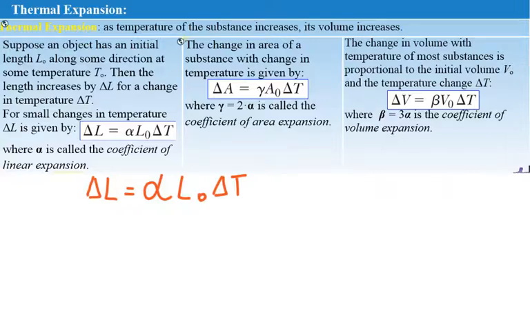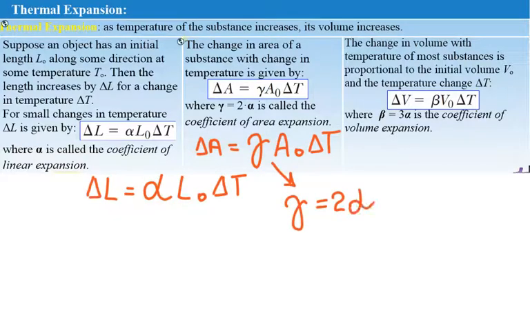So for delta area, the change in area when the temperature changes, you have gamma, and then you have the initial area and the change of the temperature of that material. And gamma is the coefficient of area expansion, and if gamma is not given, you could take gamma as 2 times alpha. So if only alpha, only linear expansion, is given, you can replace gamma with 2 times alpha.